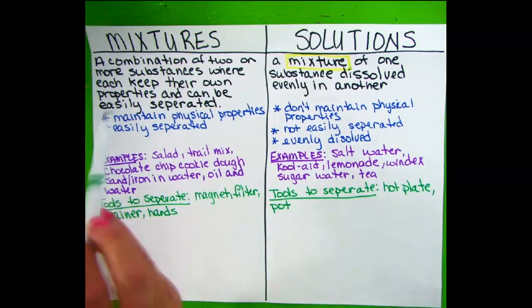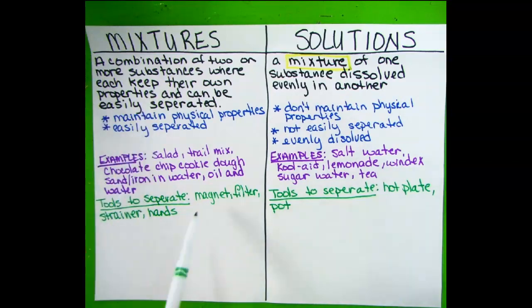So again, tools to separate mixtures are magnets, a filter, strainer, or your hands. Tools to separate solutions is a hot plate or a pot. And I will give you a minute to write that.